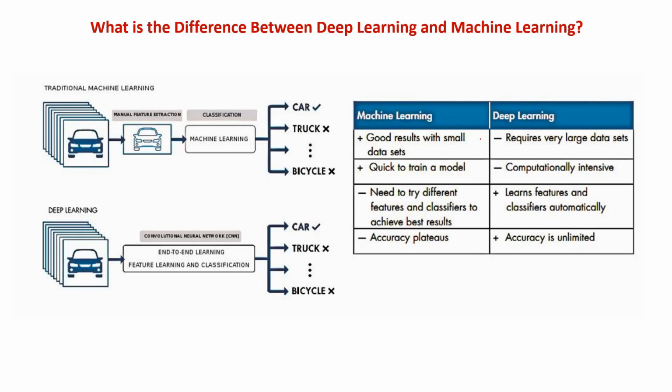So what is the difference between machine learning and deep learning? Machine learning can give good results with a small data set. In fact, deep learning needs a large data set. So you cannot really build a deep learning model with few images or few examples. Machine learning is quick to train, but a deep neural network is computationally expensive or intensive, so it takes some time. In some cases, it might take maybe a few minutes up to a few days. Machine learning needs to try different features and classifiers to achieve the best results. So that's what we mean by different classifiers and different features.